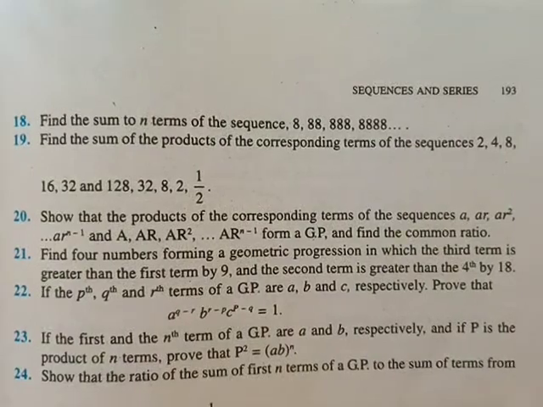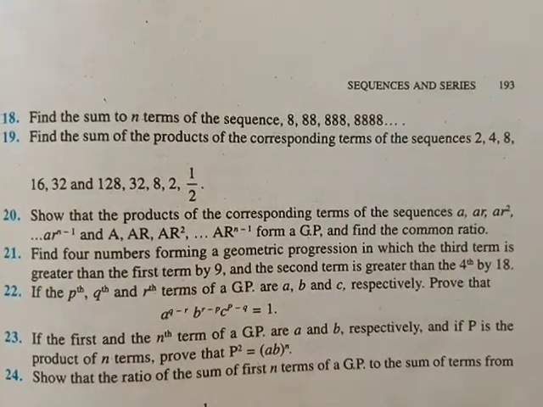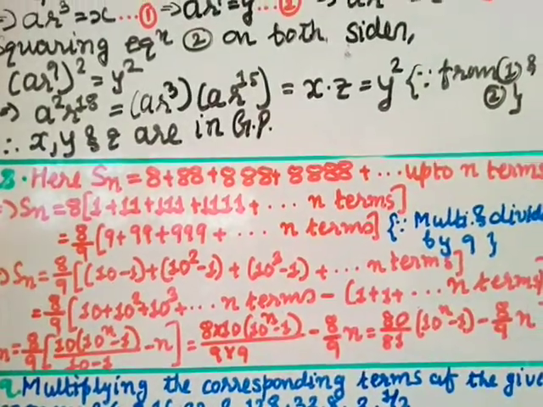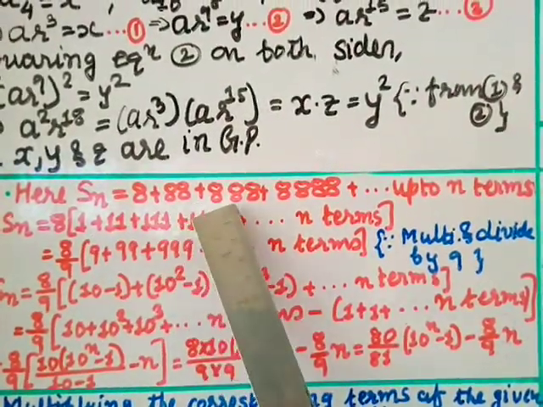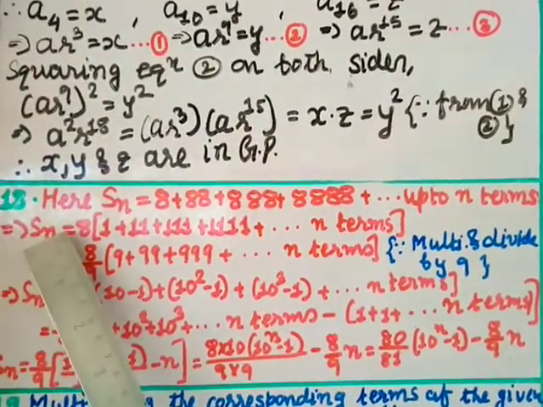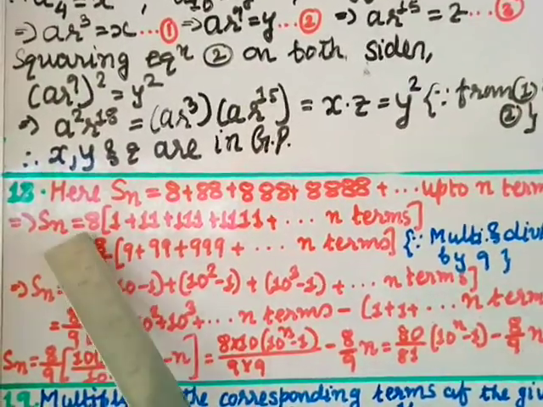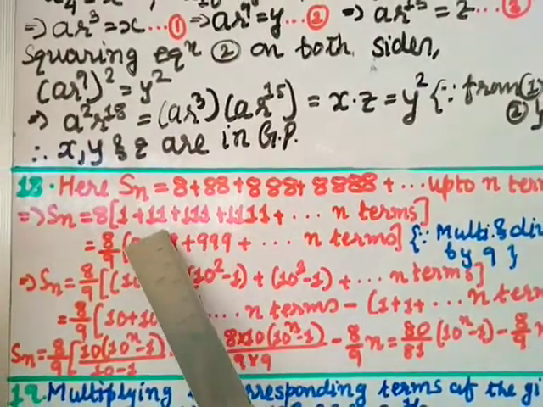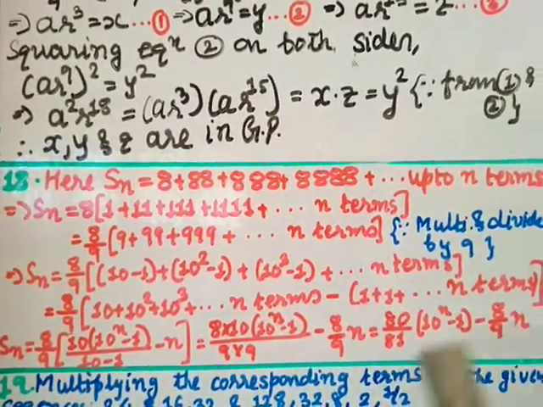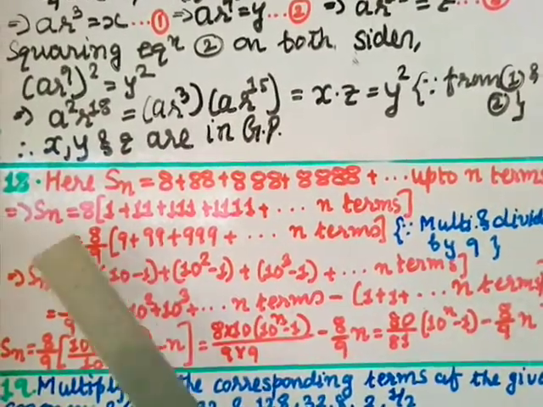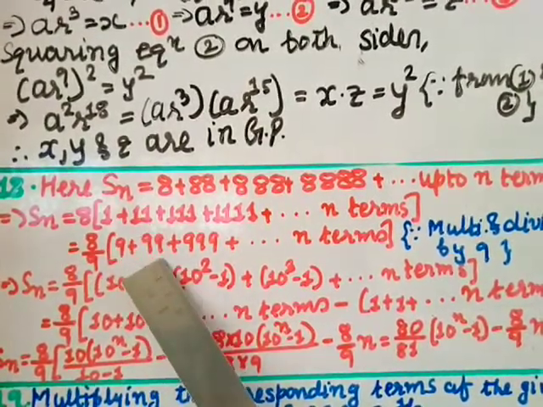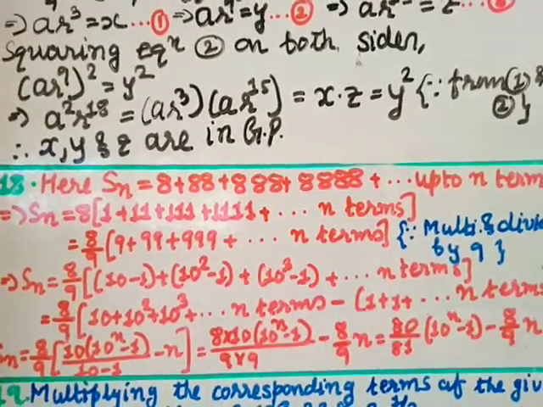Question number 18. Find the sum to n terms of the sequence 8, 88, 888, 8888 and so on. Here the sum Sn equals 8 plus 88 plus 888 plus 8888 plus up to n terms. So Sn equals, taking 8 common, 8 into 1 plus 11 plus 111 plus 1111 plus up to n terms. Now I'll multiply and divide by 9. So 8 by 9, and when you multiply each term by 9, you get 9 plus 99 plus 999 plus up to n terms.